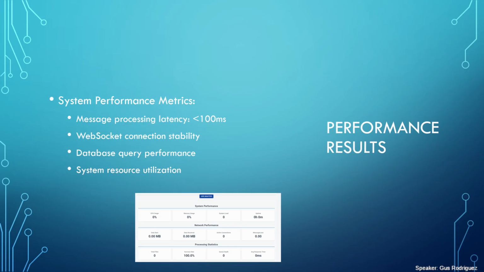Some key metrics from our testing: average message processing time was about 85 milliseconds. Our WebSocket server was available 99.9% of the time. Usually just spinning up and shutting down is the only time that there was any outage, which is to be expected. Database query response time was under 50 milliseconds, and for system resource utilization under load, the highest I ever saw it get was 65%. So these results validated our design decisions and implementation approach, proving that our system meets the requirements for real-time content pipeline monitoring.